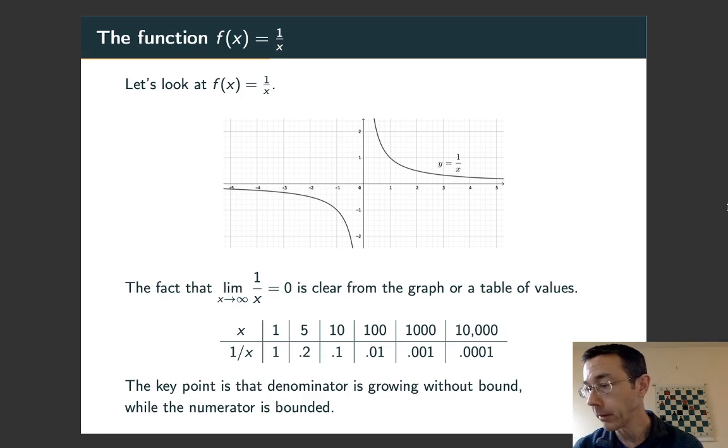That makes sense because you've got a fraction where the denominator is getting bigger and bigger. You think about having a pie, splitting it into more and more and more pieces, the slices are going to have to get smaller and smaller.